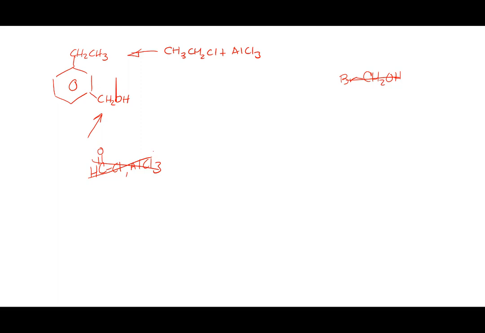So if you want to do this, you've got to use the Gattermann-Koch. So that means we use what? Carbon monoxide, HCl, and aluminum trichloride. And that will put on the ring what? An aldehyde. And then what would we like to do with the aldehyde? Reduce it. And what do we reduce it with?